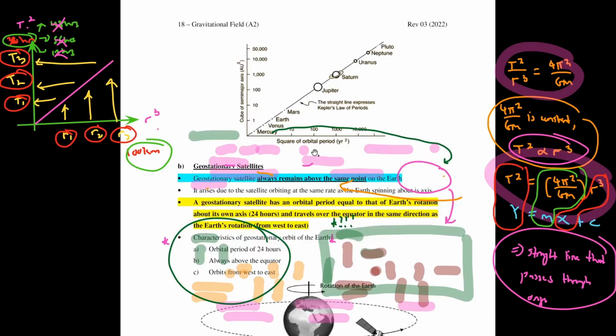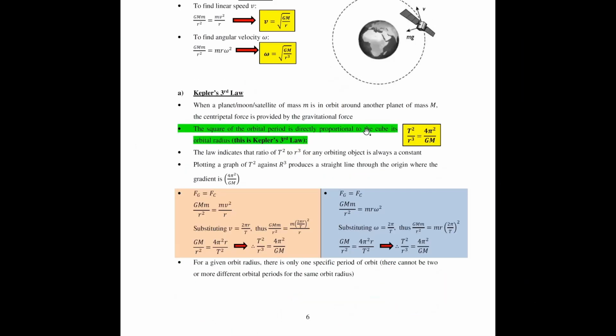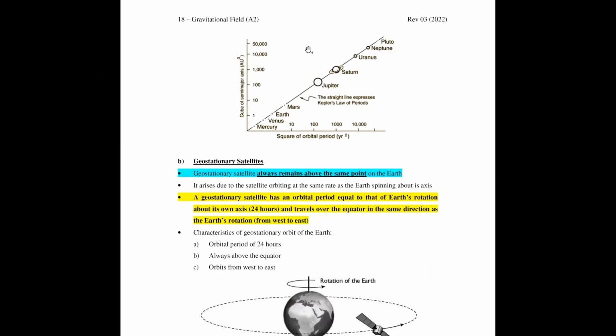The next page shows you a graph of the orbital period, and you're getting a straight line graph. This one is actually the same equation, T squared over r cubed equals 4 pi squared over GM. But this one, they change the axis, where this one is r cubed GM over 4 pi squared and T squared.